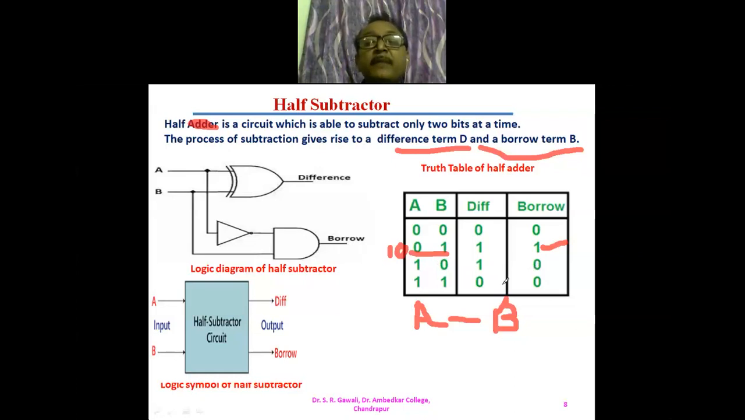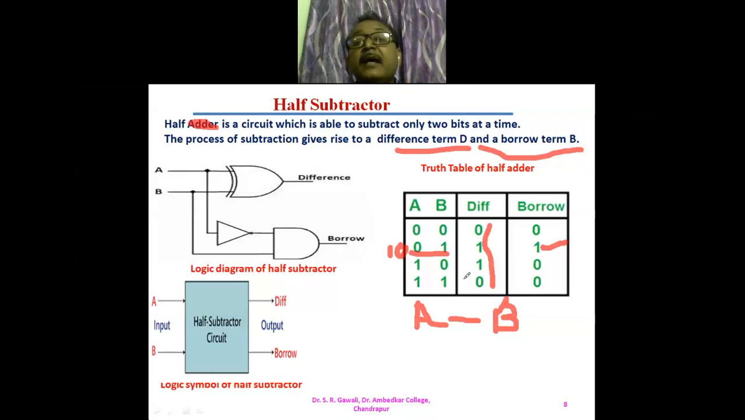So when 1 minus 1 is there, the difference is 0 and the borrow is also 0. From this difference column, it is seen that it is the output of the XOR gate, because here you can see the inputs are different. In both cases, when the inputs are different, the output is 1. Otherwise, when the inputs are similar, the output of the half subtractor is 0.